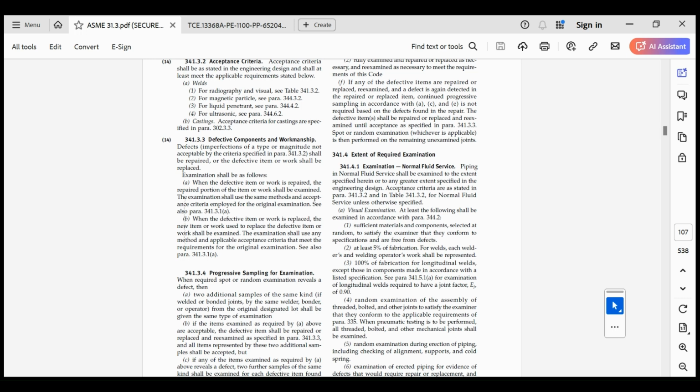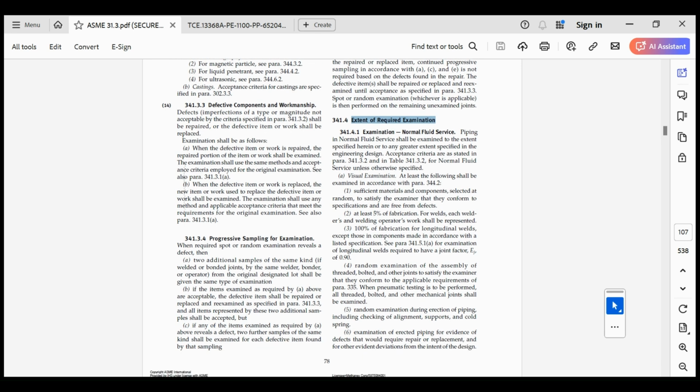Now let us talk about extent of required examination. 31.3, this is a piping process piping code. It is giving a lot of information on how we should plan the extent of required examination. If you look into this section, that is 341.4, there is further classification of this section.